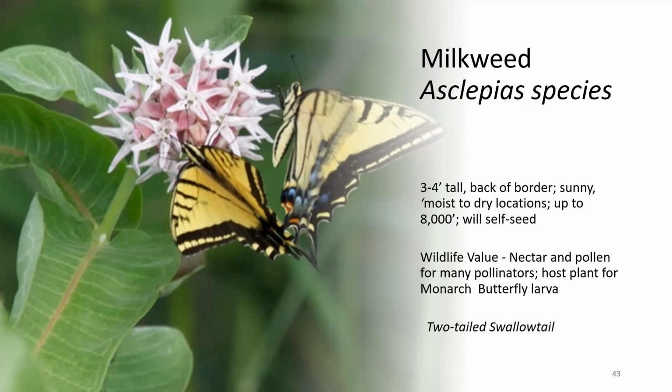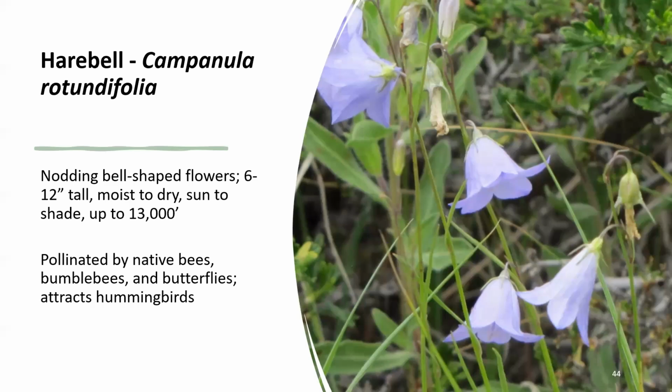These milkweeds will grow up to 8,000 feet in elevation. And of course, they self-seed by creating that little puff that will carry the seeds around to different locations. Provides nectar and pollen for many pollinators, host plant for the monarch butterfly larva. I quite often see the two-tailed swallowtail on it, more than I see monarchs.